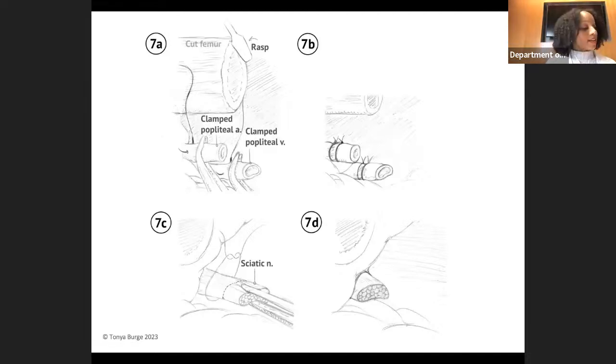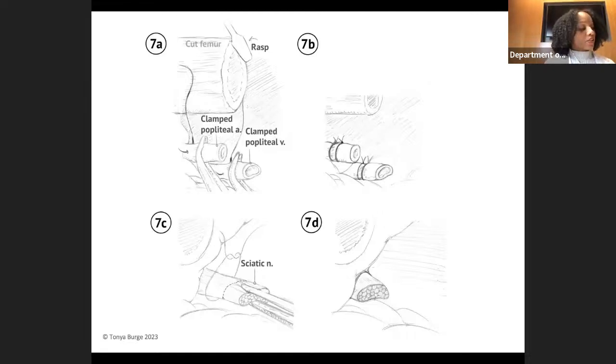And in 7A, the rough edges of the divided femur are rasped. The cut popliteal vessels are identified, clamped, then suture ligated as seen in both 7A and 7B. As a reminder, the previously applied tourniquet prevents active bleeding in the surgical field at this time.